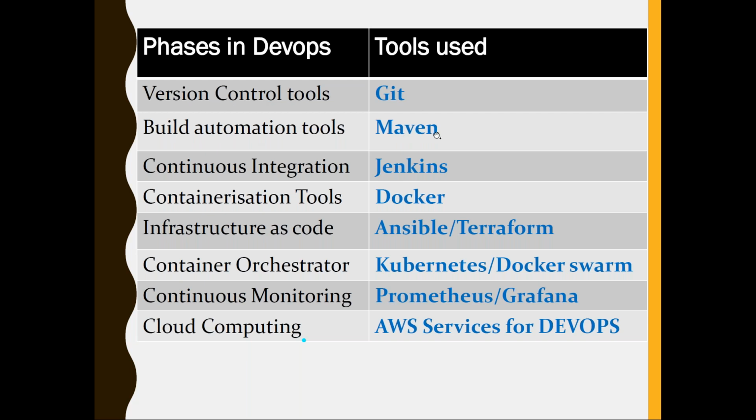Build automation tools like Maven, the continuous integration tool Jenkins, the containerization tool Docker. Of course, Docker means Docker Swarm, Docker Compose. A lot of things we'll learn here. This is just a brief outlook. For infrastructure as code tools, we'll be learning Ansible and Terraform. Terraform has huge demand in the market. Terraform and Kubernetes: if you are strong in Kubernetes and Terraform, there is no stop for you.